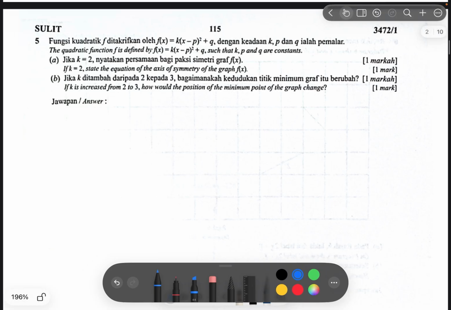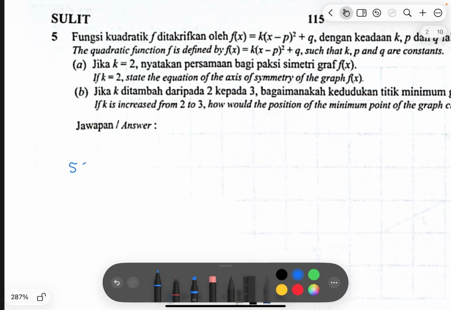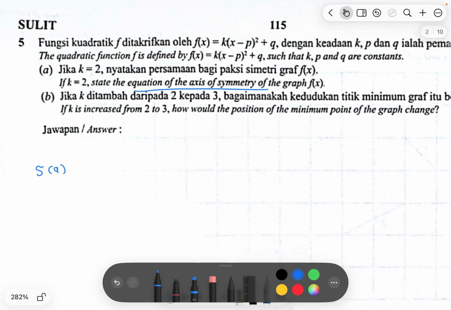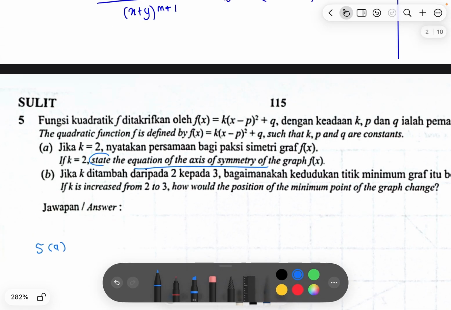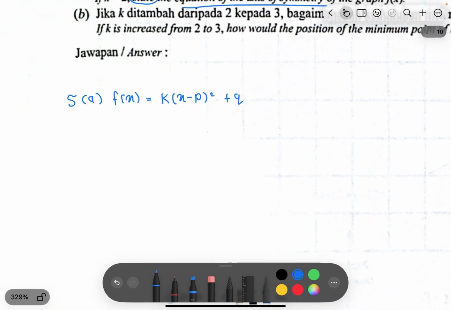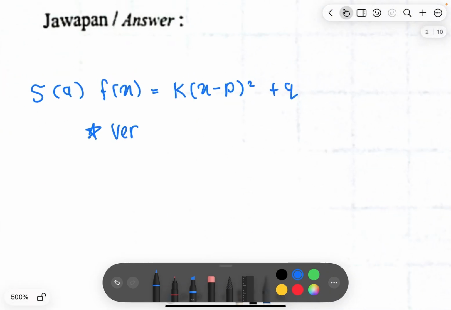Next. Okay, so the quadratic function f is defined as f(x) equals k(x minus p) squared, so that k and p are constant. If k is equal to 2, state the equation of axis of symmetry of graph f(x). So this is 1 mark. Don't think much. They ask us to state, so they don't ask us to solve or find. So just if it's 1 mark, the answer is right at the question. So this is k bracket x minus p squared plus q. So what form is this? This is in vertex form.